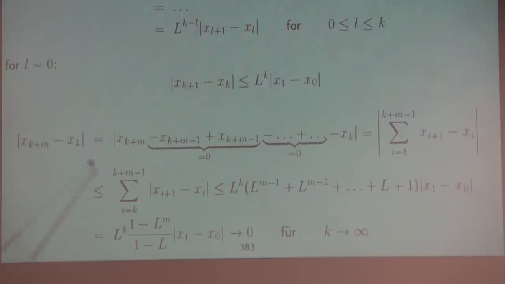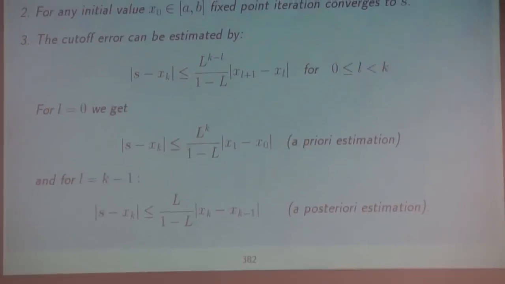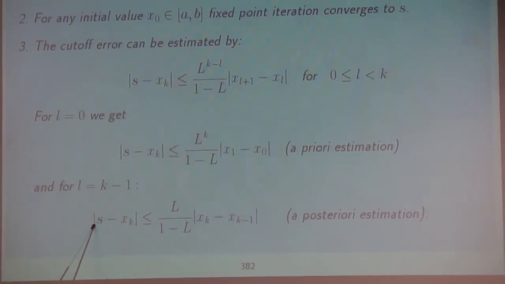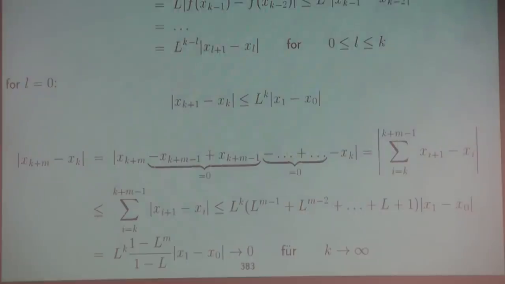And this is actually our error estimation. This is the a priori estimate. Or is it? This is almost the error estimation. What's different here? Here we have x1 minus x0, but here we have x_{k+m} minus xk. But we need more. Here, look. We need to have here not x_{k+m}, but s, the fixed point. So there is a part of the proof missing. I just omitted this here. So we have to take the limit for m towards infinity, and then we would get s here.